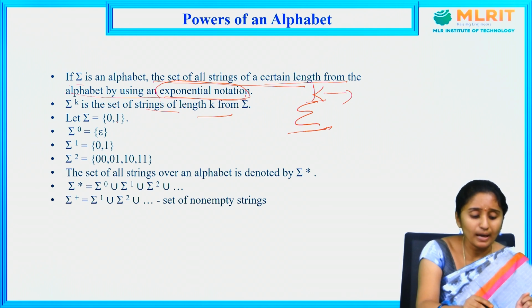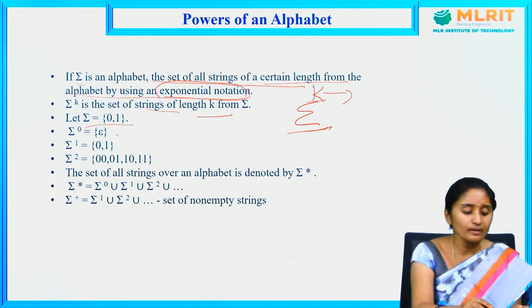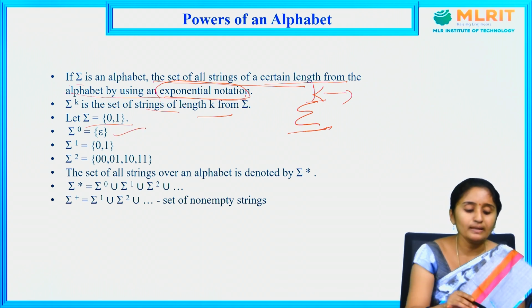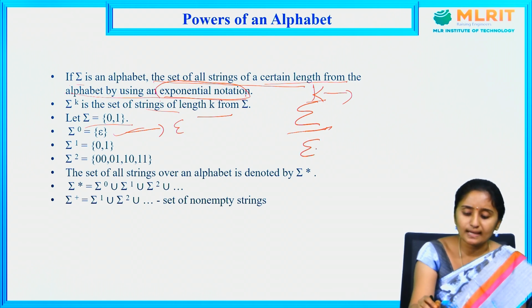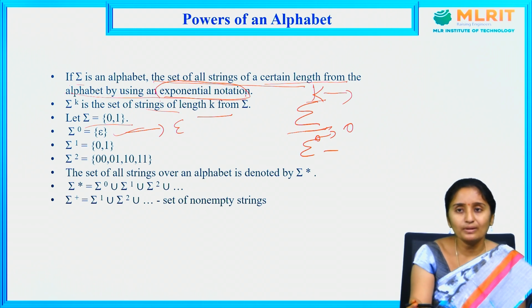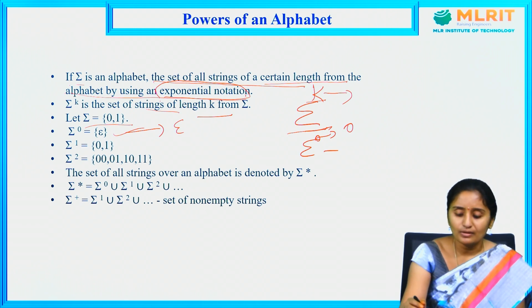So here I am having the alphabet sigma equal to {0, 1}. Sigma power 0 is nothing but epsilon, the empty string, which we just discussed. Sigma power 0 means the length of the string is 0, so nothing is there. It is represented with epsilon, the empty string.